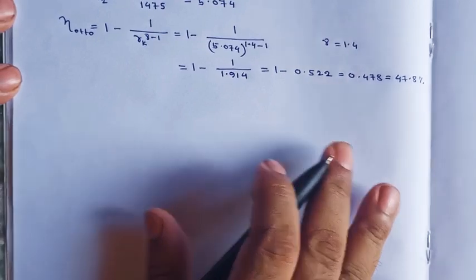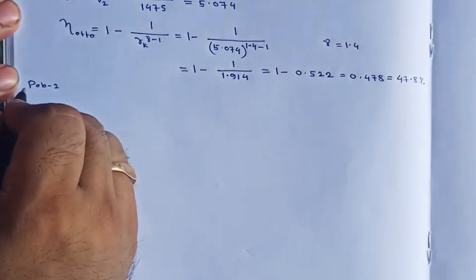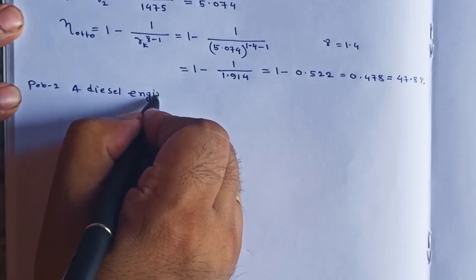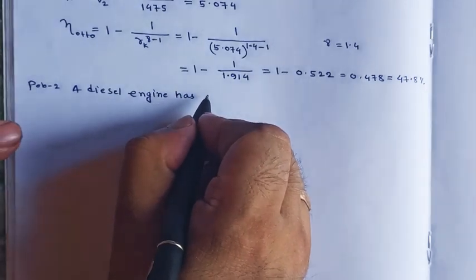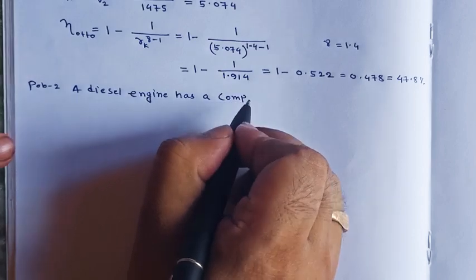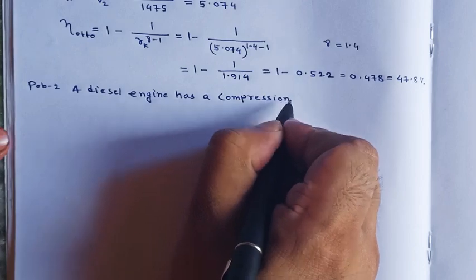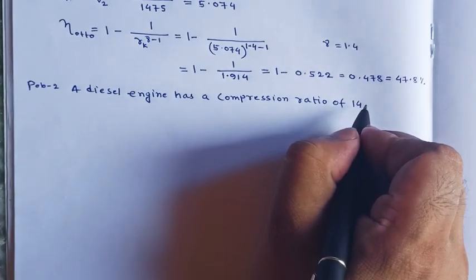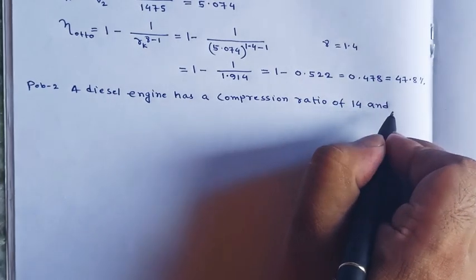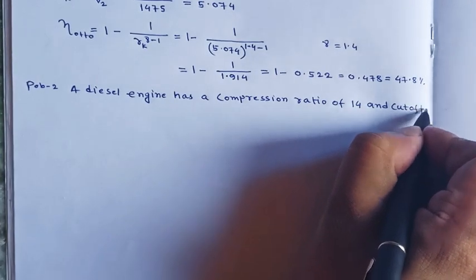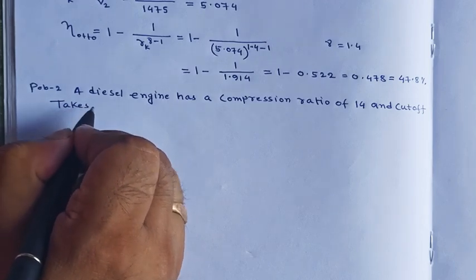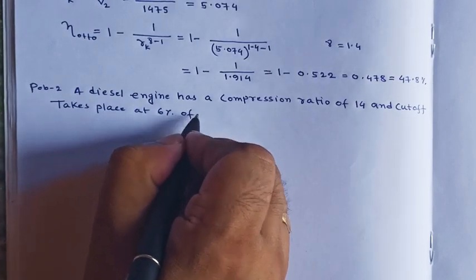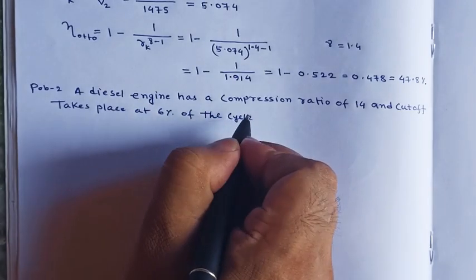Now next problem, problem 2. A diesel engine has a compression ratio of 14 and cutoff takes place at 6% of the stroke.